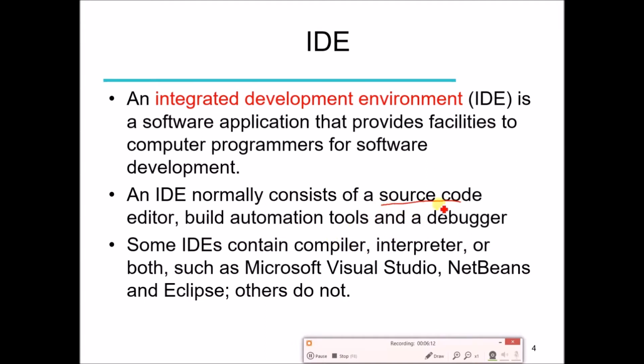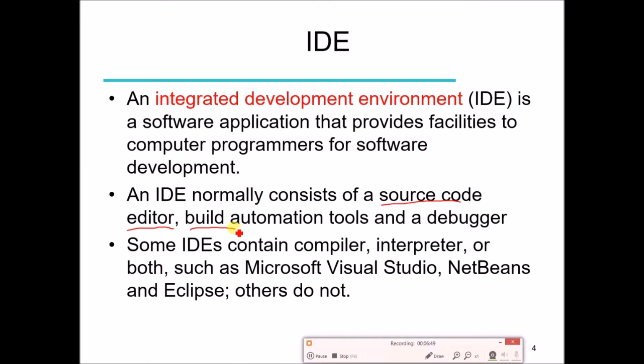You can write the source code, and there are facilities where the different parts of the language are shown in different colors. So you can identify whether it is a built-in data type, a method, or a class. There are also tools you can use to automate the process of building your application, because in Java you have to compile your source file, which is the Java file, and after the compilation you will get the class file.